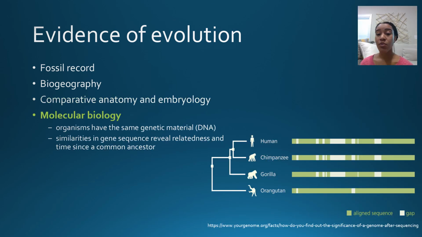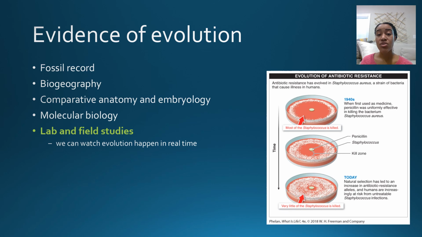We can also use molecular biology to look at relatedness. DNA is highly conserved, and there are minor differences here and there. So when you look at the similarities and differences between genetic sequences, you can start to map out how organisms are related to each other and how they evolved over time, putting that picture together. You can also see evolution happen in real time.